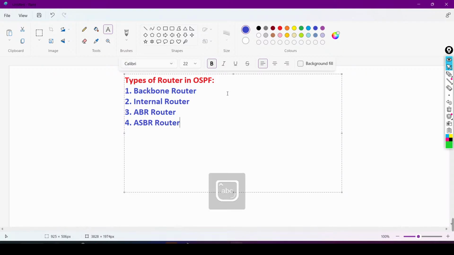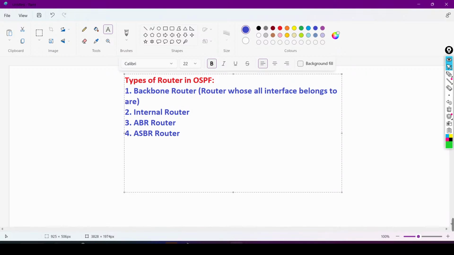Okay, so a router whose all interfaces belong to area 0, that type of router is known as a backbone router. Are you getting my point, guys? Yes, sir. Router whose all interfaces belong to area 0.